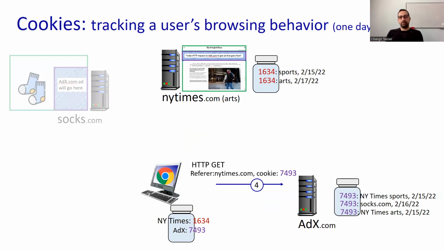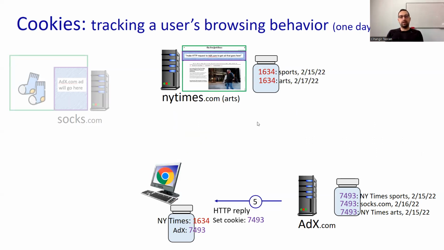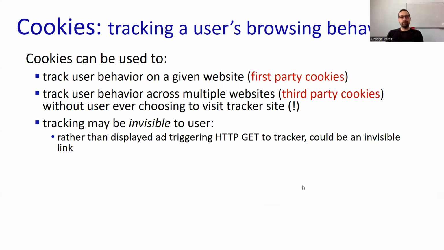One day later you can do the same thing. Now you visited the arts section of the New York Times. They also added that. Now they know that you are interested in art, but they also know that you visited the web page and returned an ad for Saks, and so on and so forth. So cookies can be used to track user behavior on a given website: first-party cookies. But there are also third-party cookies, like the one I showed as the advertisement. For first-party cookies, you visit Amazon and Amazon creates a cookie. But if there's an advertisement there, that advertisement company is the third-party cookie.